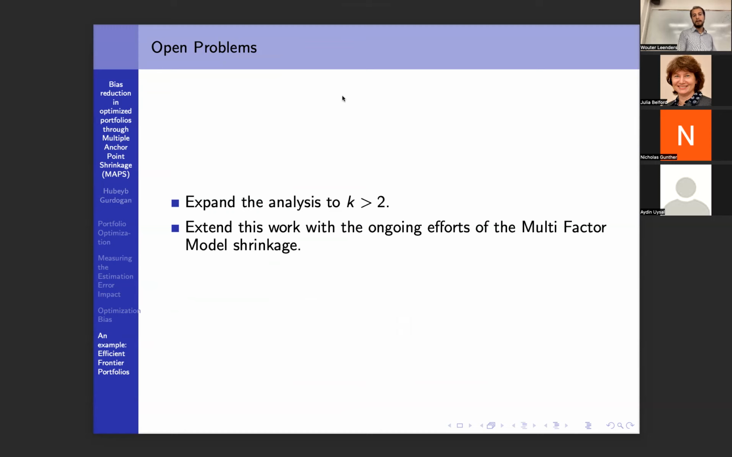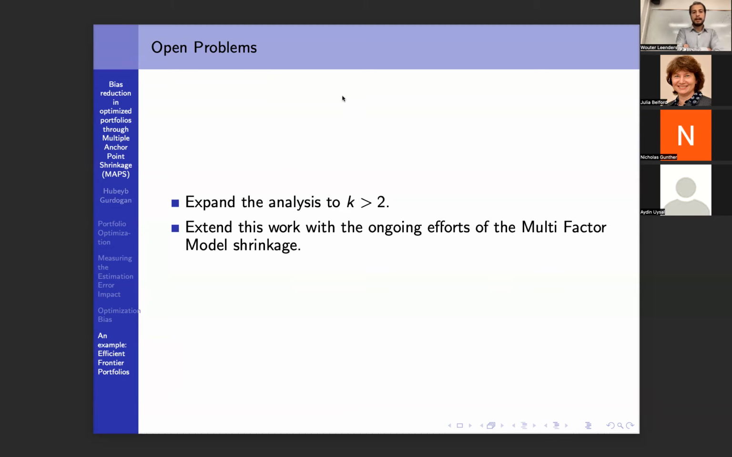One thing open is we have to finish this work. This is a work in progress, and we'd like to expand the analysis to k bigger than 2, especially when we have the possibility of the optimization bias mass canceling each other. So how will that happen, and how do we come up with an estimator that is suited to that? Because if that happens, and you use an estimator that only targets one constraint, then that will end up in a bad way.